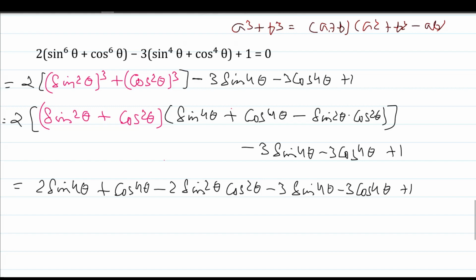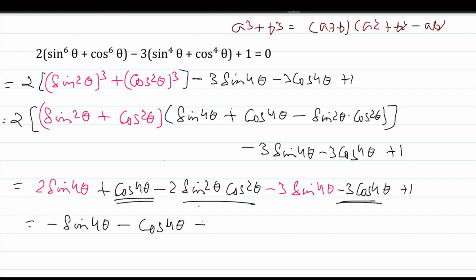Now we have some like terms. As you can see, we have 2 times sin raised to the power 4 and minus 3 times sin raised to the power 4. So we can simplify: 2 minus 3 is minus 1. So this is minus sin raised to the power 4 theta. Likewise, this when subtracted with this would give you minus cos raised to the power 4 theta. And we have this to be copied as minus 2 sin square theta dot cos square theta. And outside we have a plus 1 over here.